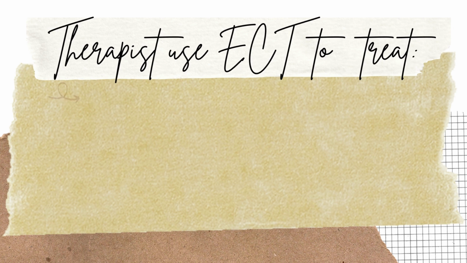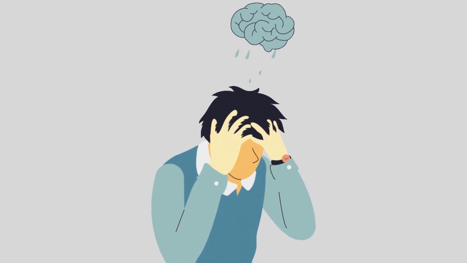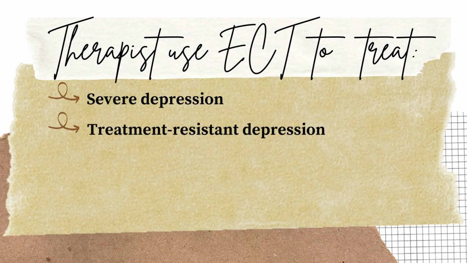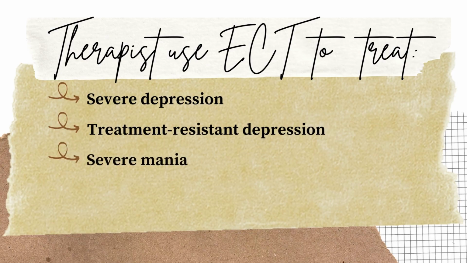ECT is used to treat the following: severe depression, especially when accompanied by detachment from reality; treatment-resistant depression, a severe depression that doesn't improve with medications or other treatments; and severe mania, a state of intense euphoria, agitation, or hyperactivity which occurs as part of bipolar disorder.